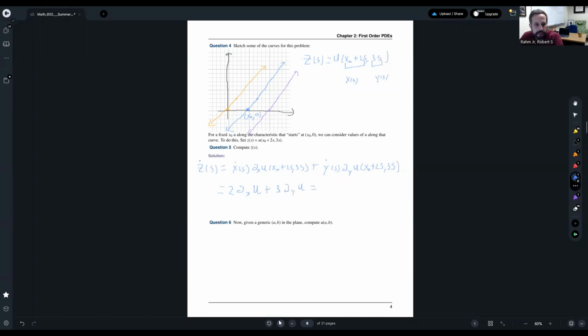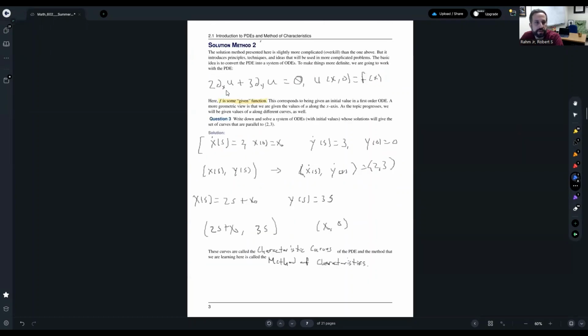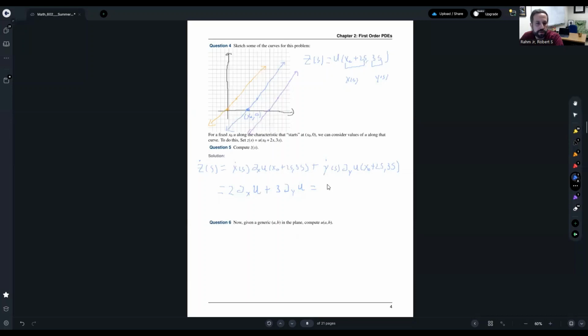But notice this is the PDE. If I go back to the last page, I've got 2 times the x derivative of u plus 3 times the y derivative of u is equal to 0. So in other words, this is just equal to 0. Okay, so I know that along this blue line, z of s is u along this blue line, and I know that z dot of s is equal to 0 along the blue line. So z dot is just equal to 0.